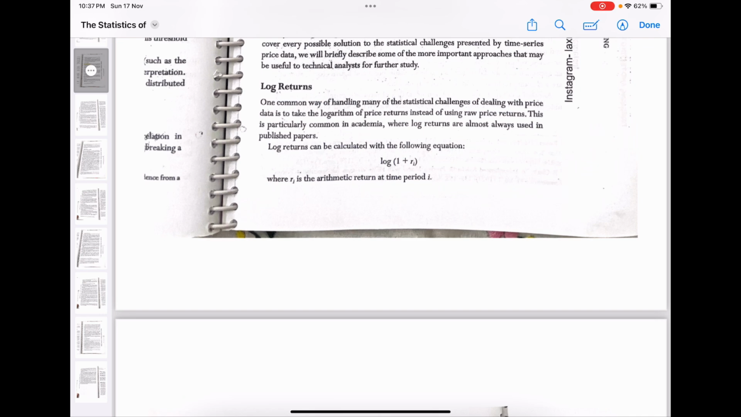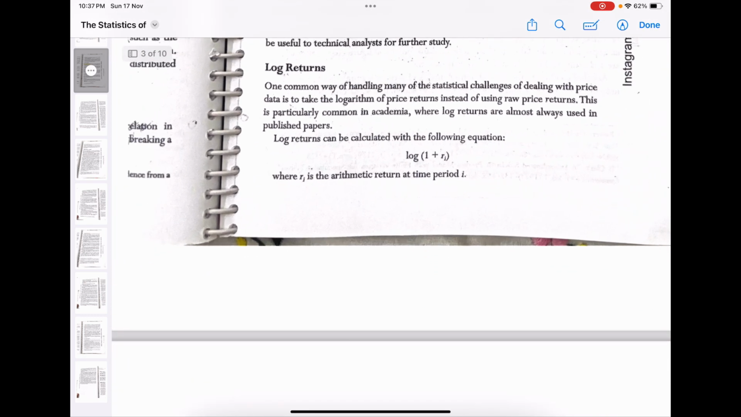One common way of handling many of the statistical challenges of dealing with price data is to take the logarithm of the price returns instead of using the raw price returns. This is particularly common in academia where log returns are almost always used in published papers. So, log returns can be calculated with the following equation: log(1 + ri). Here ri is basically the arithmetic return at the time period i. Whenever you see i, it is basically the time period. You need to keep that in mind.